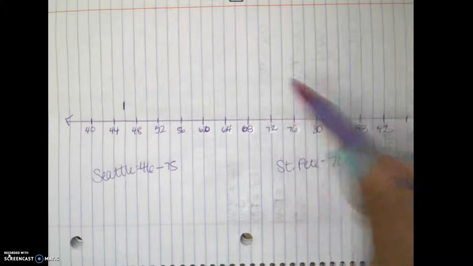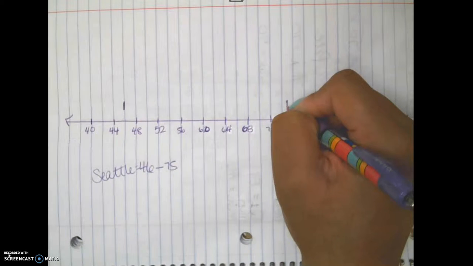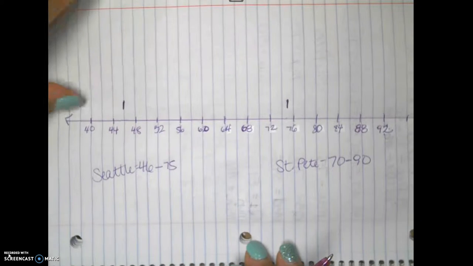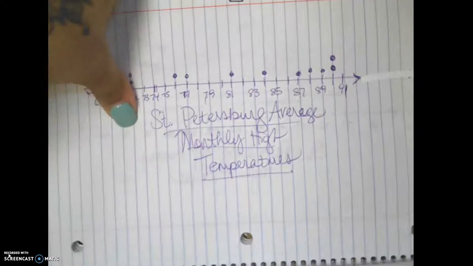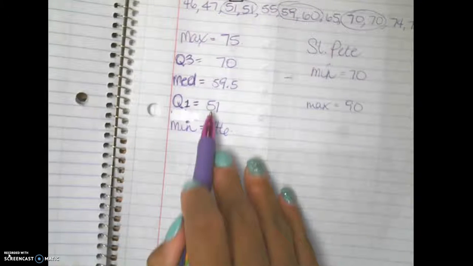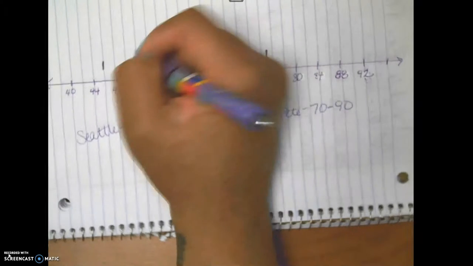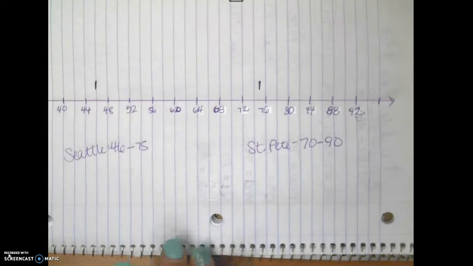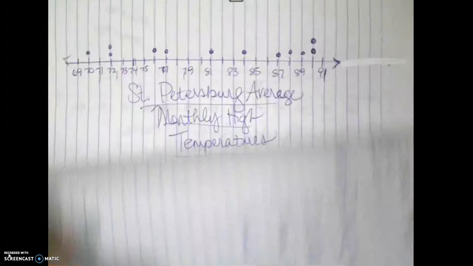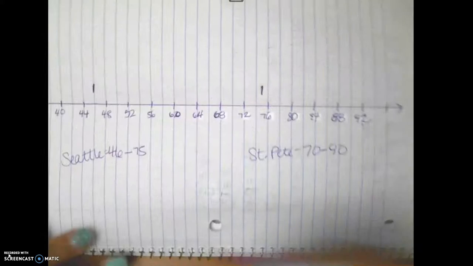be 74, so we'll be halfway between here and here. Put a tick mark there. Okay, what was my quartile 1 for Seattle? Let me turn back. 51, 59.5, and 70. So 51. Okay, my lower quartile was 51.